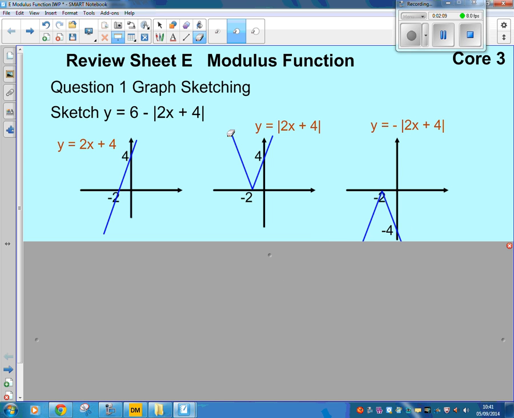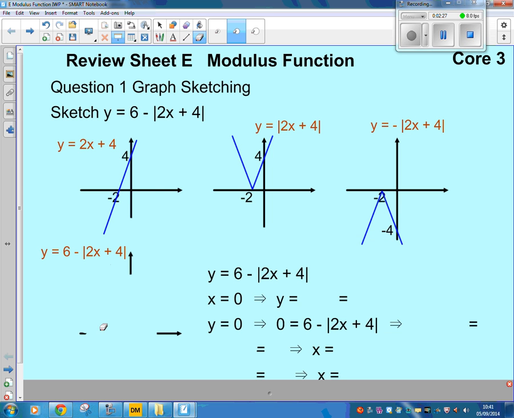And finally, you want 6 minus that modulus. So that's the same as minus the modulus of 2x plus 4, add on 6. Okay? So all you're doing in effect is you're going 6 higher, you're going up 6. So all we do is we move this graph up 6. So it's going to move up here.